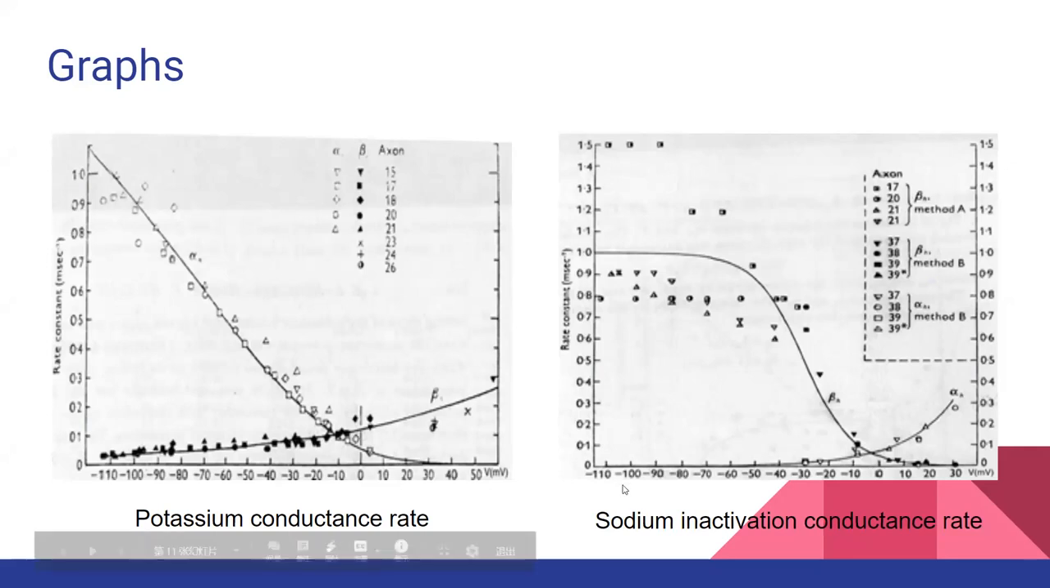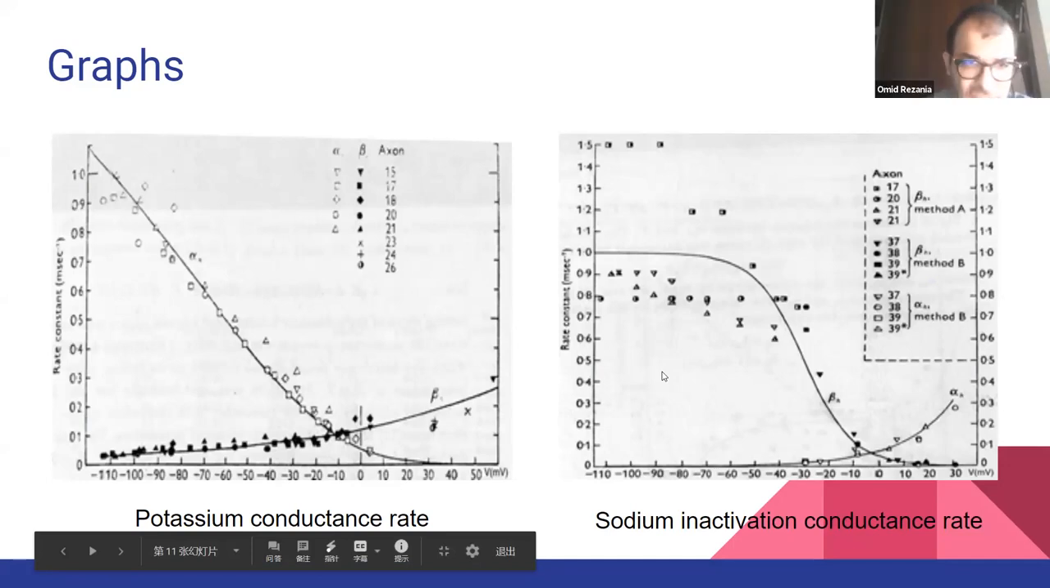So you see from these two graphs, the x-axis is the voltage from negative 110 to positive 50, and the y-axis is called the rate constant. So whether the sodium or potassium are decreasing or increasing, you can see from this graph. The alpha line is steadily decreasing, and the beta function is steadily increasing.